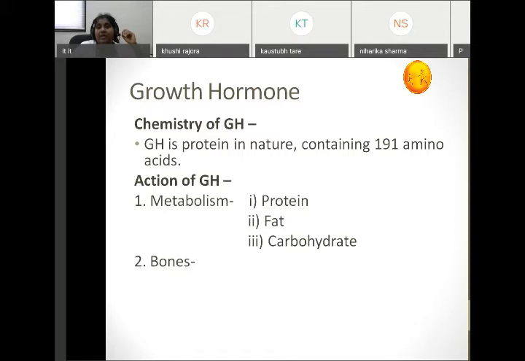It increases amino acid transport into the cell. Number two, it increases transcription of DNA. Number three, it increases translation of RNA. And number four, it decreases the catabolism of protein. Catabolism of protein gives rise to amino acids.